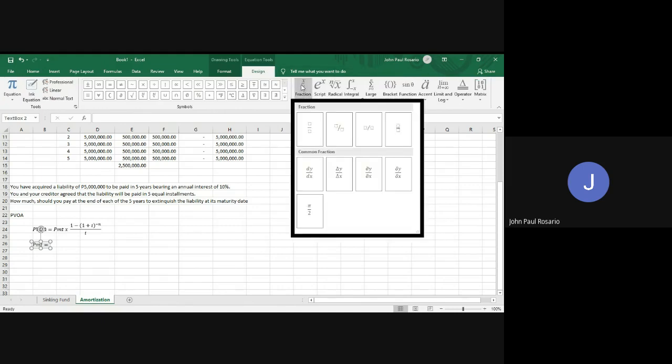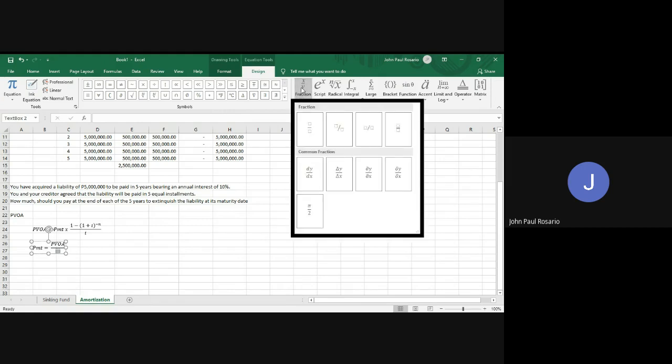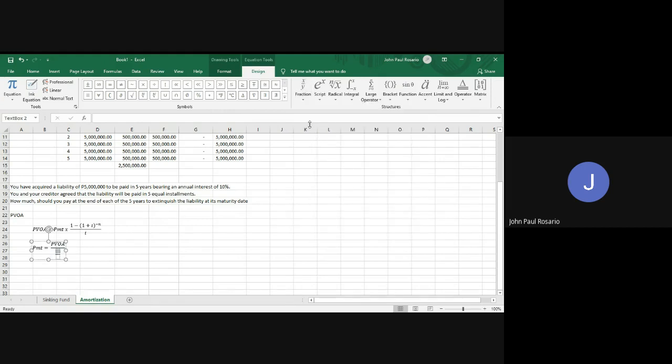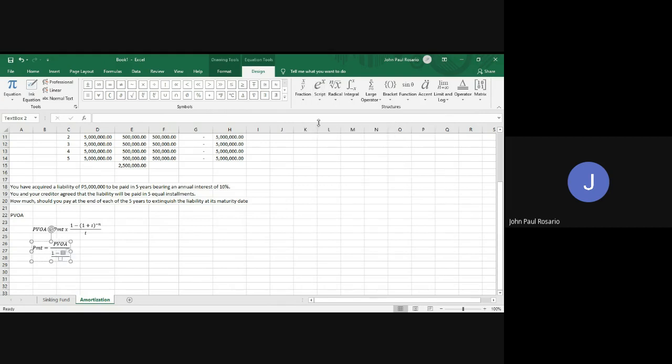Payment is unknown, so payment is equal to PVOA, or present value of ordinary annuity, and then another fraction, which is 1 less 1 plus i raised to the power of negative n, over i.